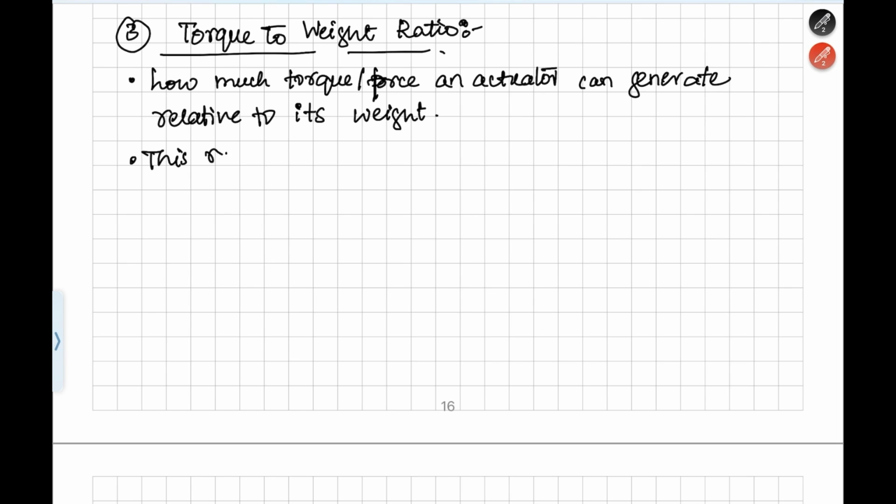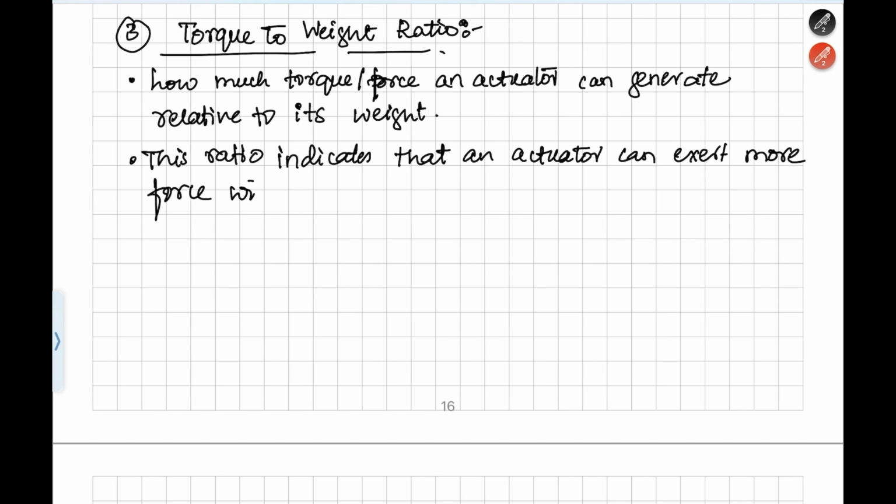So we can say that this ratio indicates that the actuator can exert more force without actually being heavy. The torque to weight ratio is useful when we are dealing with applications where power should be high and it should be lightweight. In such conditions, this ratio is considered very important.